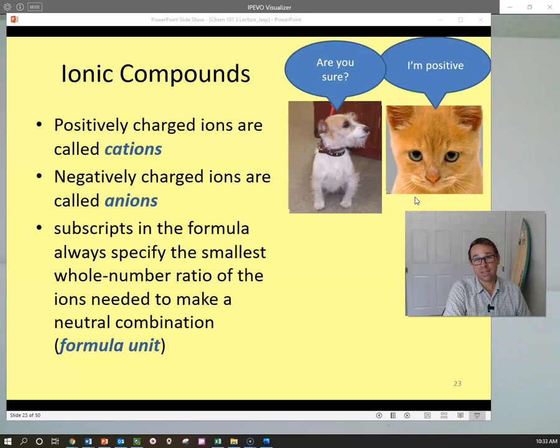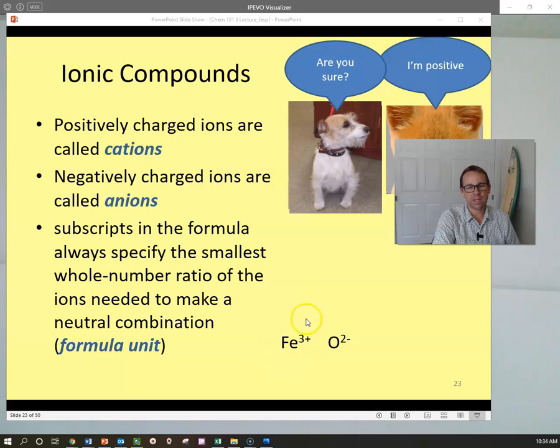Very good. So it's a silly joke, but what we really want is to be able to identify and remember that cations are positively charged and anions are negatively charged. Again, too bad they're not called dog ions. All right. So, for example, if I have this cation, iron with a +3 charge, and this anion, oxygen with a -2 charge, and I want to bring them together in an ionic compound, I can predict how they'll come together because of their charges. We'll talk about this next time. This is a good place to stop.